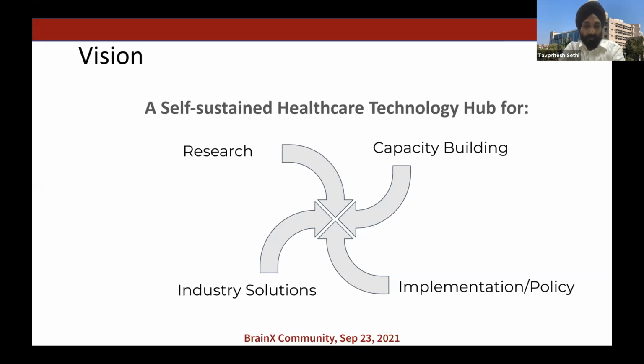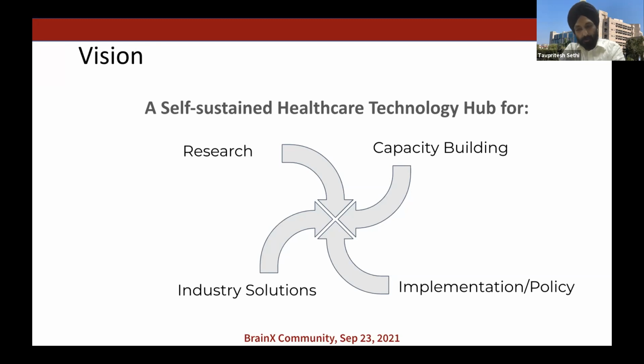Our center is supported by the Delhi government, the Center of Excellence in Healthcare, and our vision is to become a self-sustained technology hub for healthcare by bringing together research, capacity building, industry-grade solutions, and also interfacing with the policy making and implementation partners to really impact the society around us. So our goal is not just plain research, but also research that connects with societal needs and problems, not just in Delhi or India, but also globally.